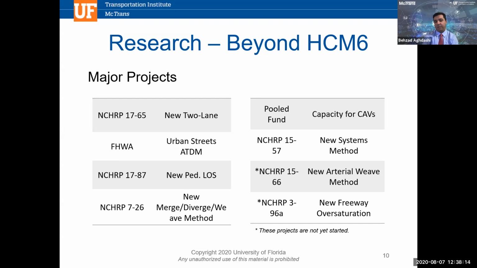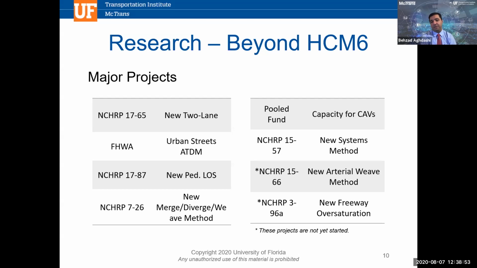There are two projects that have not been started yet, NCHRP 15-66 and NCHRP 3-98A, that hopefully this year or next year will start, and they will provide us with an arterial weaving method, which is very much in demand, especially with all these alternative intersections. In ARCADs, we see a lot more arterial weaving nowadays than maybe 10, 20 years ago. Previously, it was mostly on freeway facilities, but nowadays we see a lot on the arterials as well.